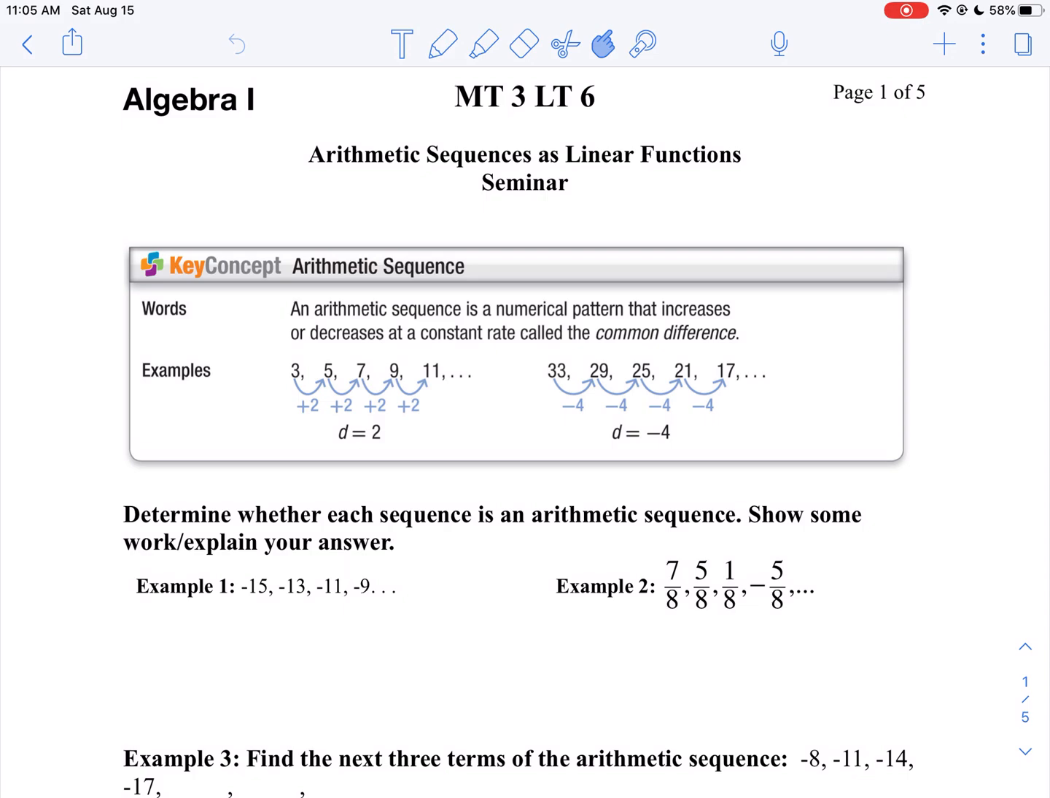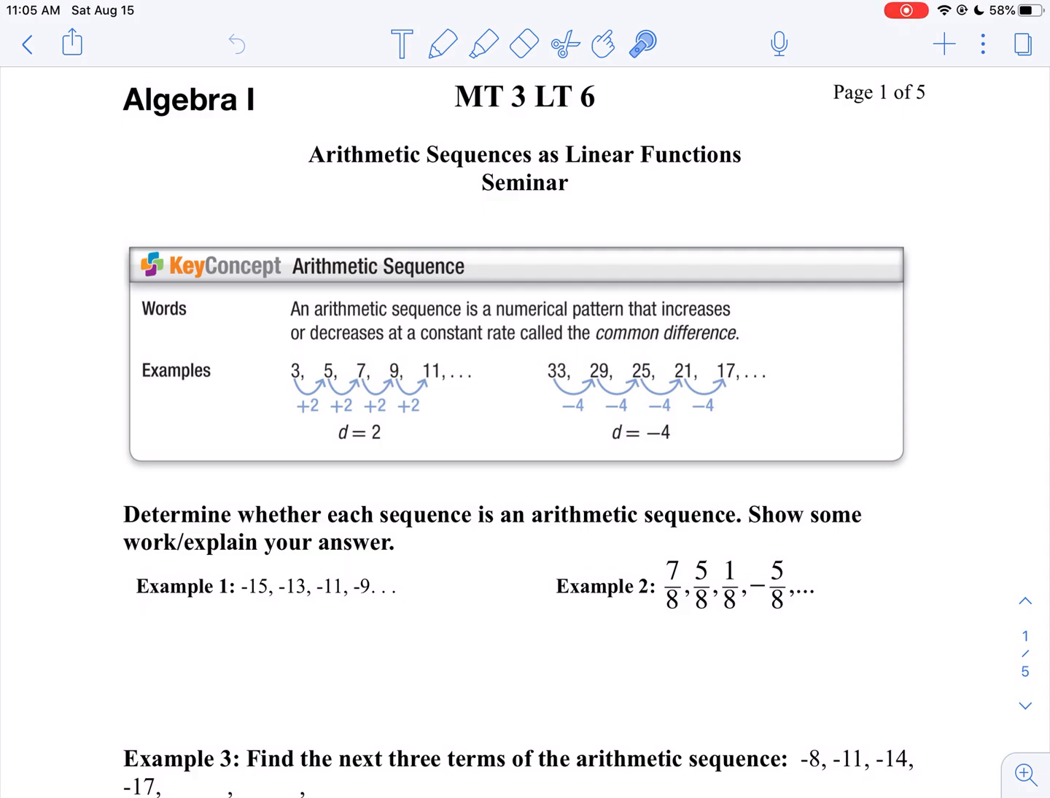And I think all our vocabulary shows up right away in this very first box. A sequence is nothing more than a listing of terms, of numbers. Each term, or each number in that sequence, is a term. So for example, this would be the third term of your sequence.